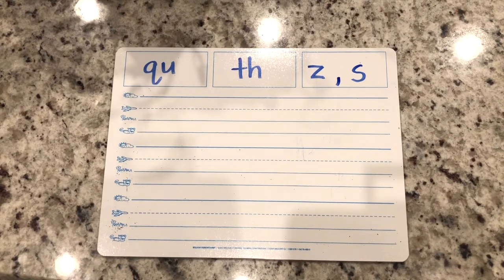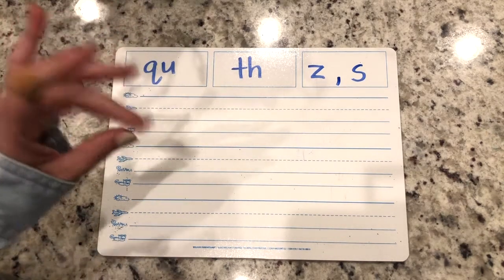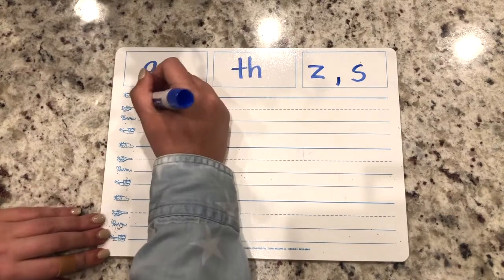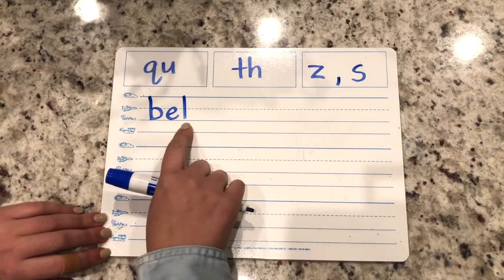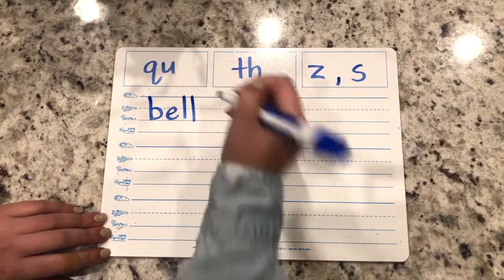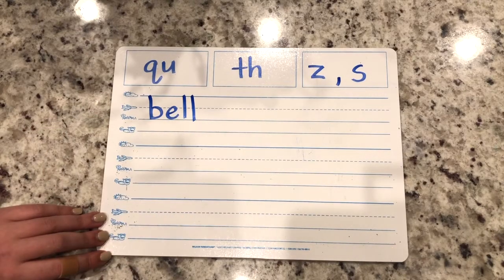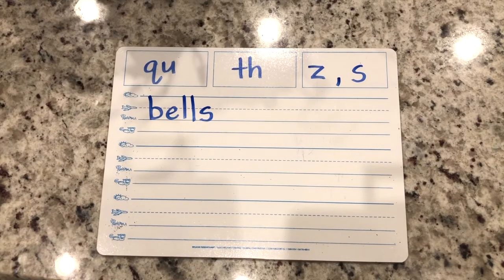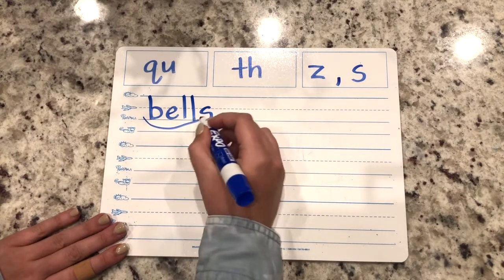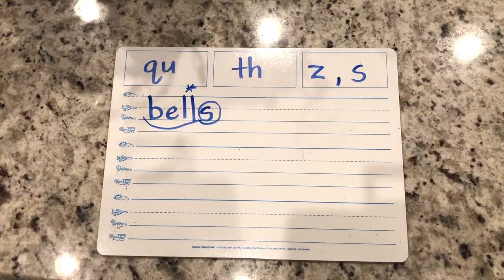Try the word bells. Bells. Tap out the base word first. B-e-l. I know it needs a bonus letter, L. What do I add to make bell say bells? Suffix S. Good job. I can scoop the base word and circle the suffix S. If you want to put a star over your bonus letter, you can.